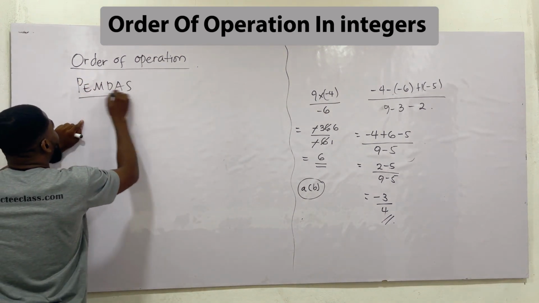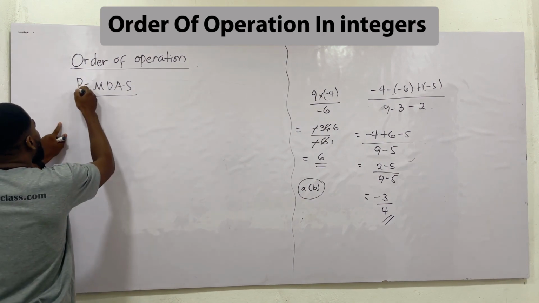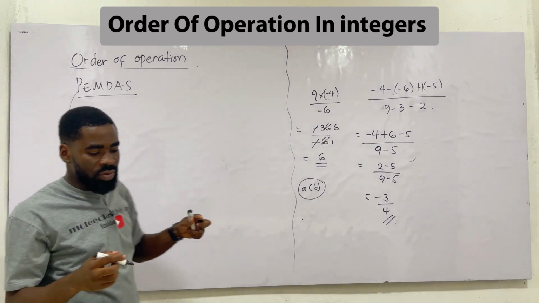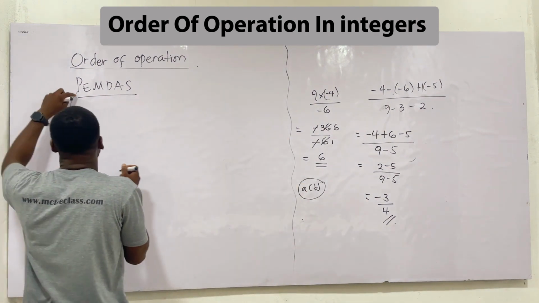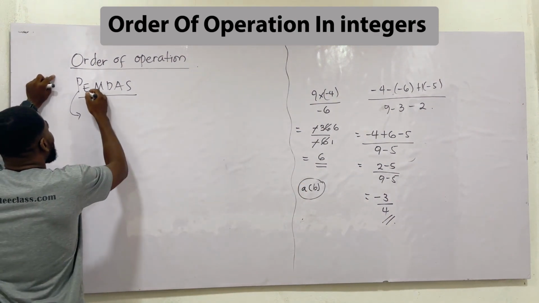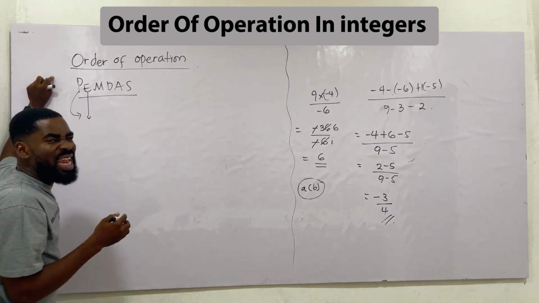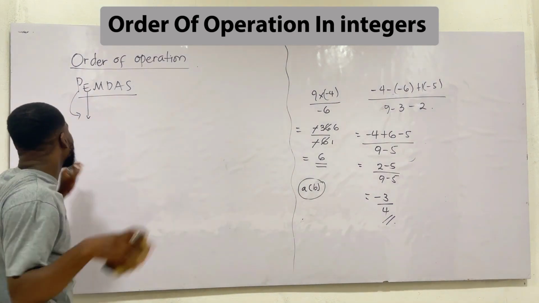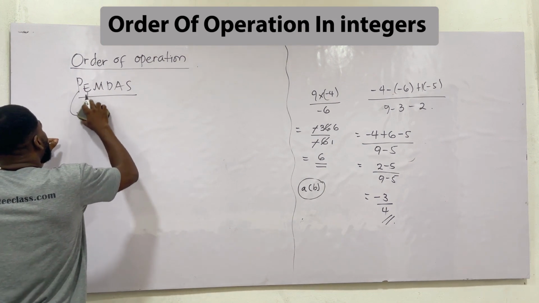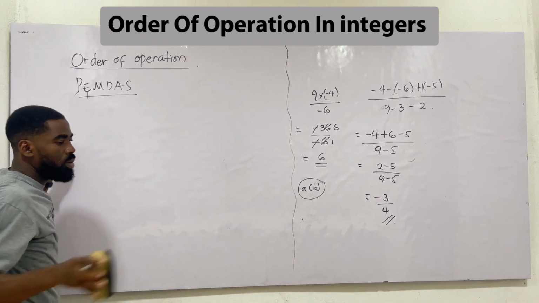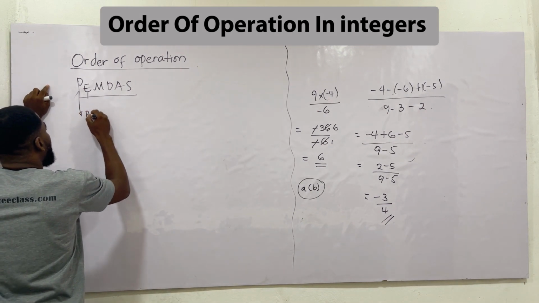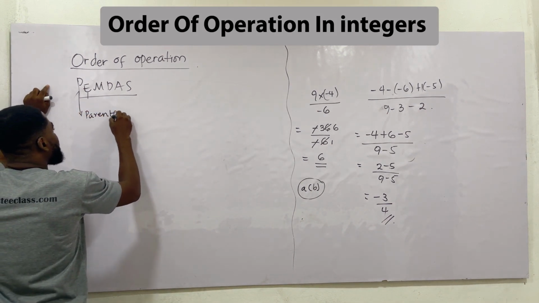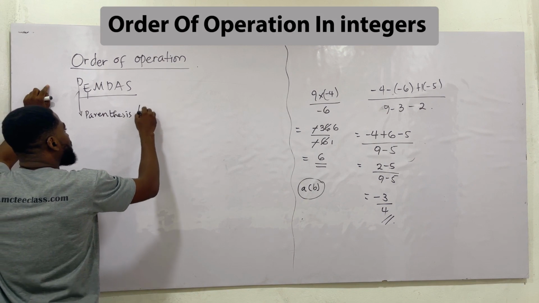PEMDAS. What is PEMDAS? PEMDAS basically, the P basically stands for what? Parenthesis, which is also known as the bracket. So bracket is also known as parenthesis. Then E is what? Exponent. If there is any exponent there. This P stands for parenthesis, or some people say the bracket.